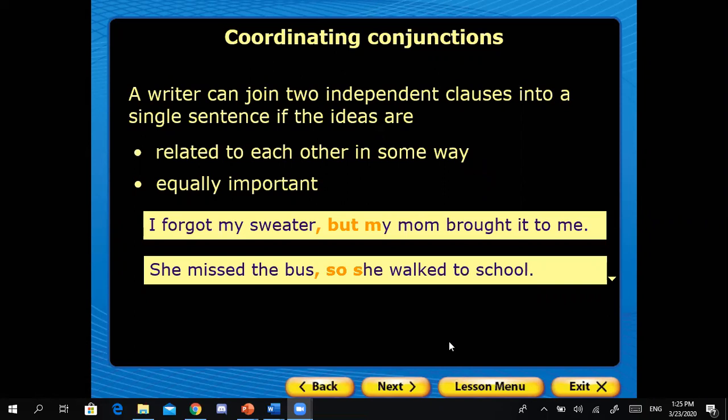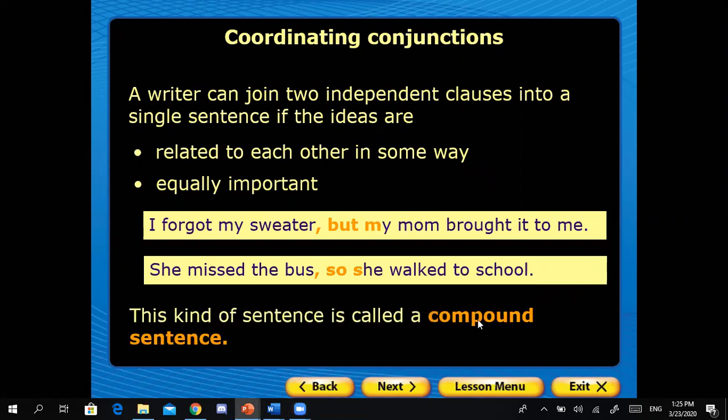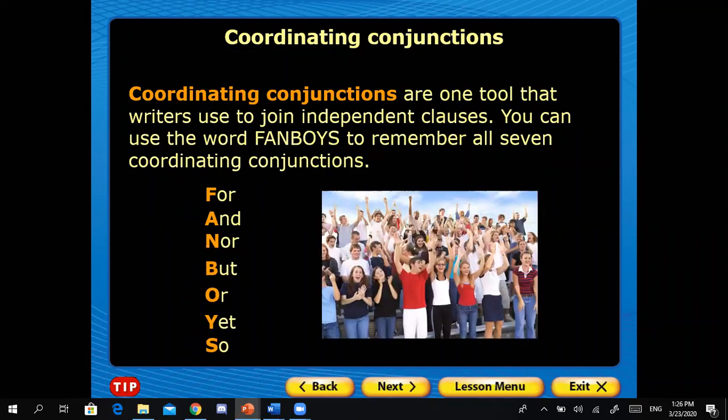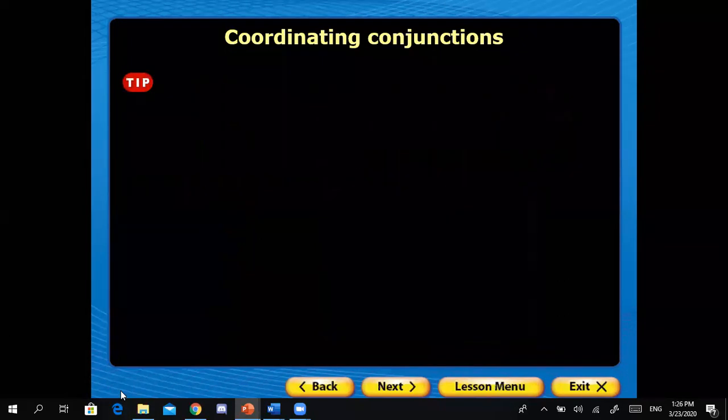Okay, so these before were independent sentences, and now we've used coordinating conjunctions and made them compound sentences. What do you call them after using the coordinating conjunction? Compound sentence. Thank you, Mr. Anthony. So, what's a coordinating conjunction? Coordinating conjunctions are one tool that writers use to join independent clauses. You can use the word fanboys to remember all seven coordinating conjunctions: for, and, nor, but, or, yet, so. Very good. And what's your tip, Mr. Anthony?